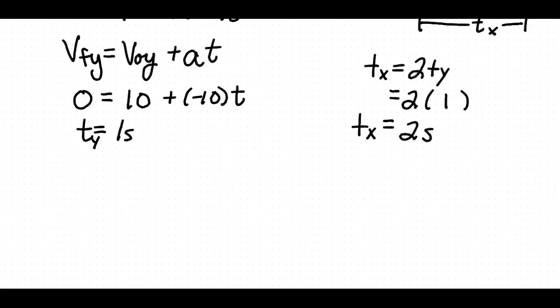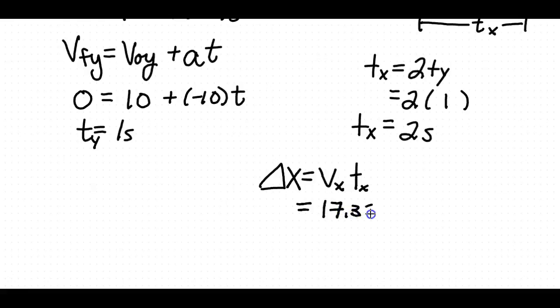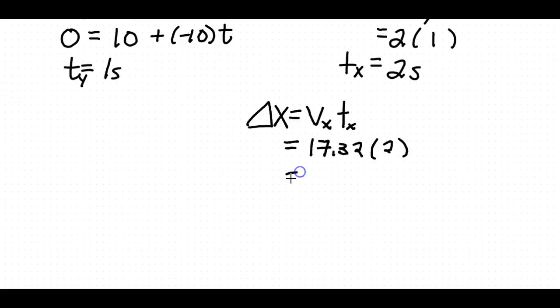And then the last part of the question, we're told to find the range, and that's our delta x. And for a range, there's only really one equation that we can use, because in the x direction, the velocity doesn't change for projectiles. So we are going to say delta x is equal to vx, which is velocity in the x direction, multiplied by tx, time in the x direction. Velocity in the x was 17.32. Time x, 2 seconds. And 17.32 times 2 is going to be 34.64 meters.